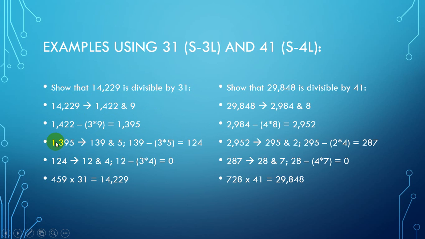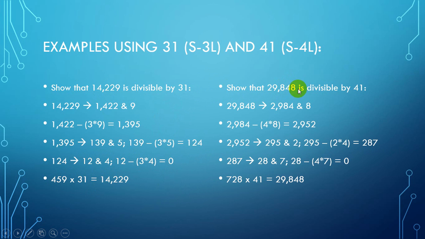You repeat, break that apart into 139 and 5. 5 times 3 is 15. You subtract that from 139 and you get 124. Repeat one more time, and 124 breaks into stem and leaf of 12 and 4 respectively, and 4 times 3 is 12, so 12 minus 12 is 0. So we've proved that 14,229 is divisible by 31. Happens to be 459 times.